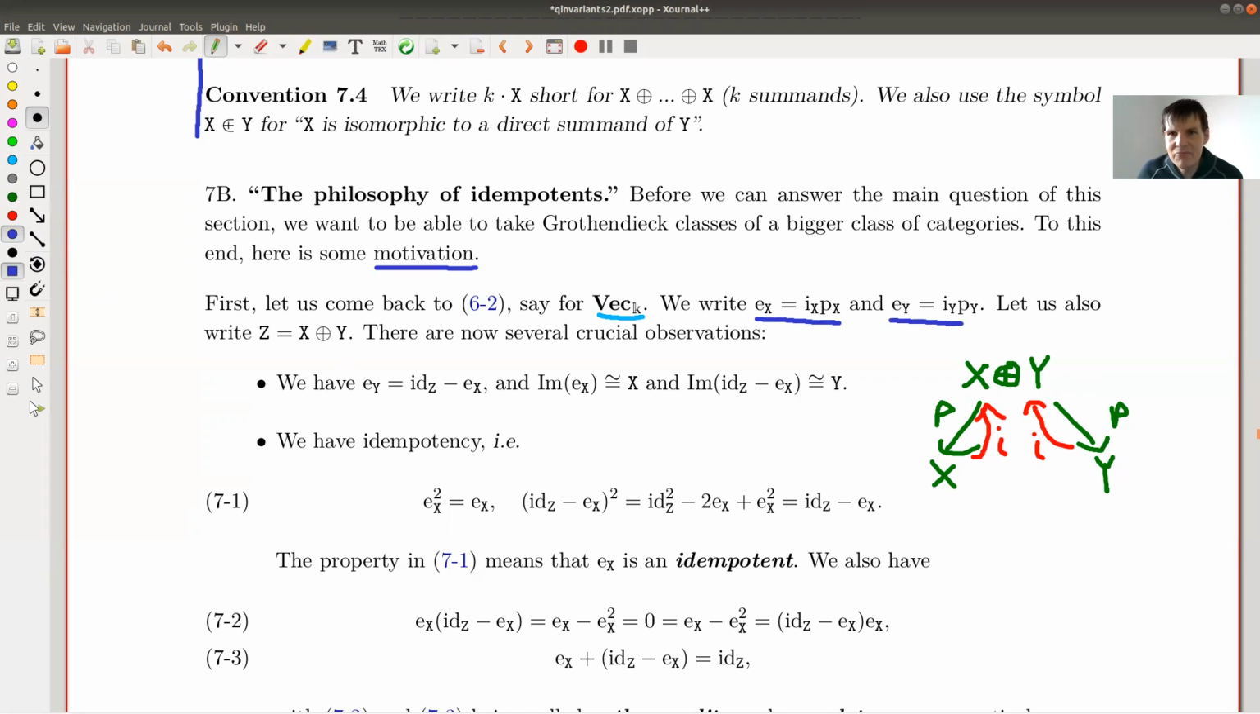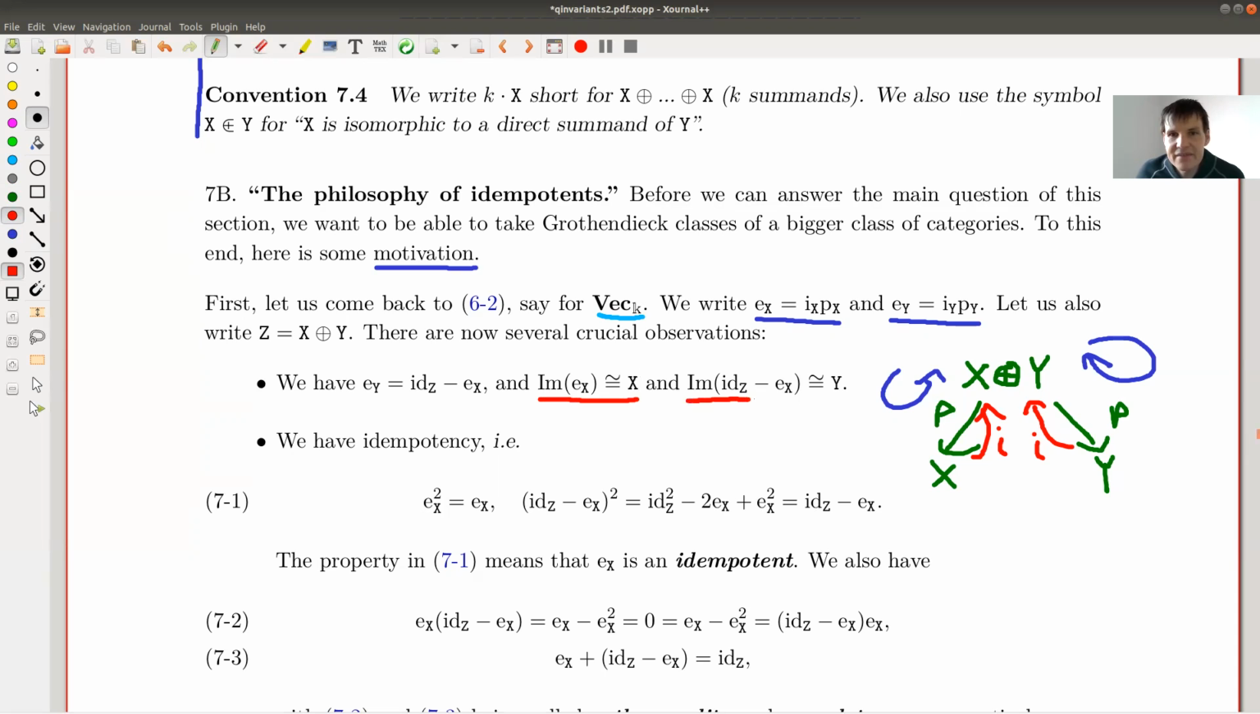Let me just write e_X and e_Y for this direction, respectively this direction. The first are the projections and the second the inclusions, and I just write e_X and e_Y. The point is that everything is built so that the image, it's in an abelian category, right? You know what the image is. It's the image in vector spaces. These are matrices, or linear maps, whatever.